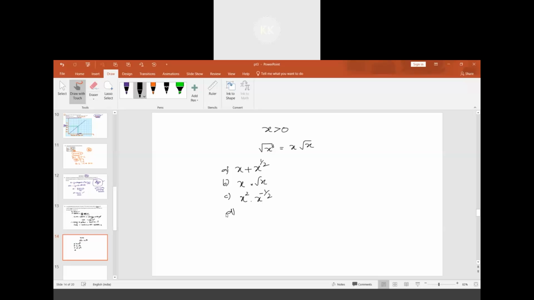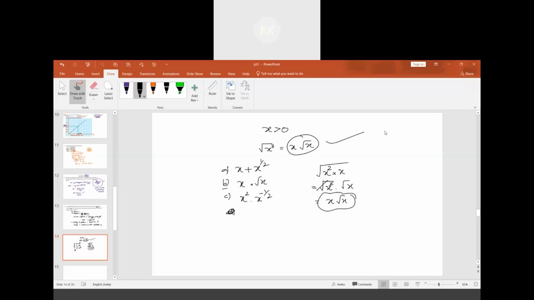Option B is correct. I'll tell you the reason. Root of x cube is root of x square into x. This can be written as root x square into root x. Root of x square means x. So x root x is the value.